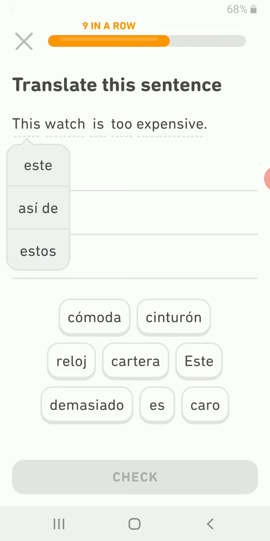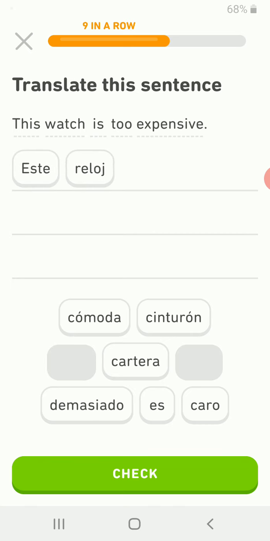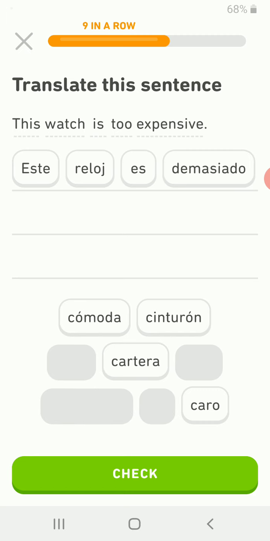This watch is too expensive. Este, you see, we saw ese. Now it's este. Ese was that. Este reloj es demasiado caro. Expensive is caro. Barato is cheap. So cómoda is comfortable, cinturón is belt, and cartera I think is a wallet.